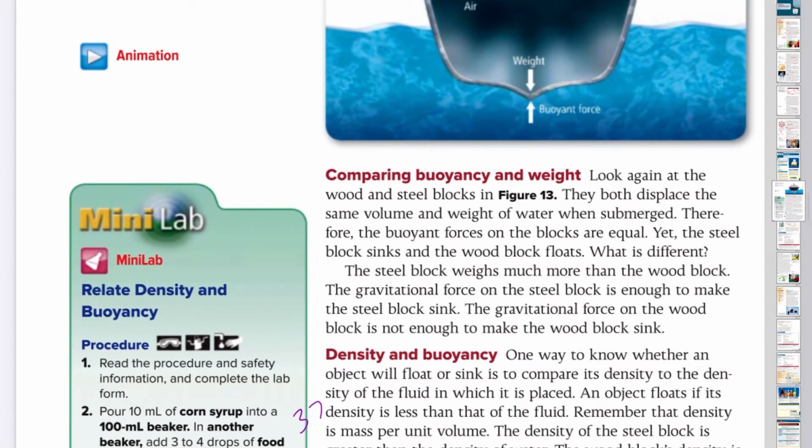Comparing buoyancy and weight. Look again at the wood and steel blocks in figure 13. They both displace the same volume and weight of water when submerged. Therefore, the buoyant forces on the blocks are equal. Yet the steel block sinks and the wood block floats. What is the difference? The steel block weighs much more than the wood block. The gravitational force on the steel block is enough to make the steel block sink. The gravitational force on the wood block is not enough to make the wood block sink.